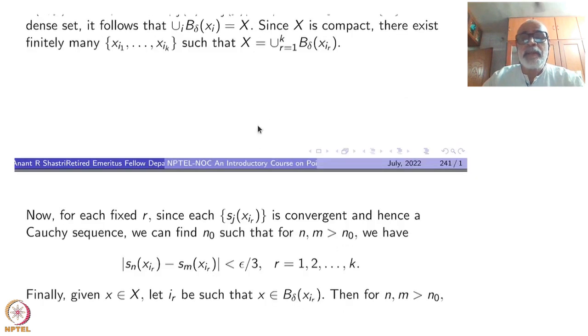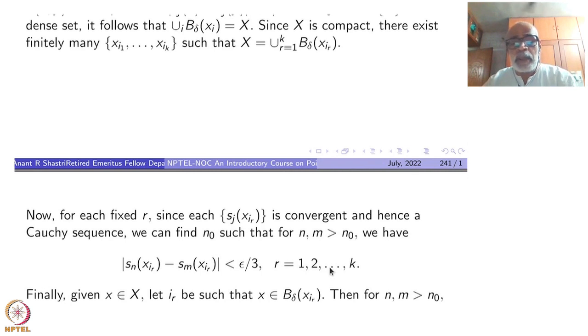Okay, so what is the net result? Now for each fixed r, look at Sj of Xir, where ir is i1, i2, up to ik. Only k of them. All these are convergent, we know that, and hence they are Cauchy sequences. Out of all of them, I am looking at just the i ranging from 1 to k, and they are Cauchy sequences. Therefore, we can find a uniform N0 such that if n and m are bigger than N0, Sn of Xir minus Sm of Xir is less than epsilon by 3.